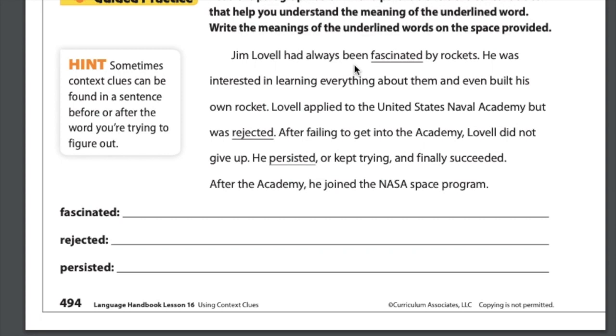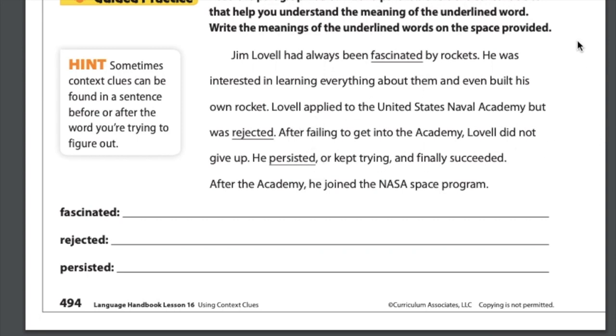Jim Lovell had always been fascinated by rockets. He was interested in learning everything about them and even built his own rocket. Lovell applied to the United States Naval Academy, but was rejected. After failing to get into the academy, Lovell did not give up. He persisted, or kept trying, and finally succeeded. After the academy, he joined the NASA program. So we have our three words: fascinated, rejected, and persisted.